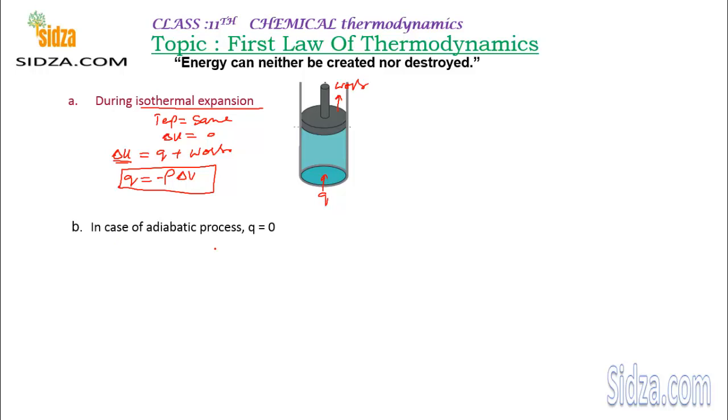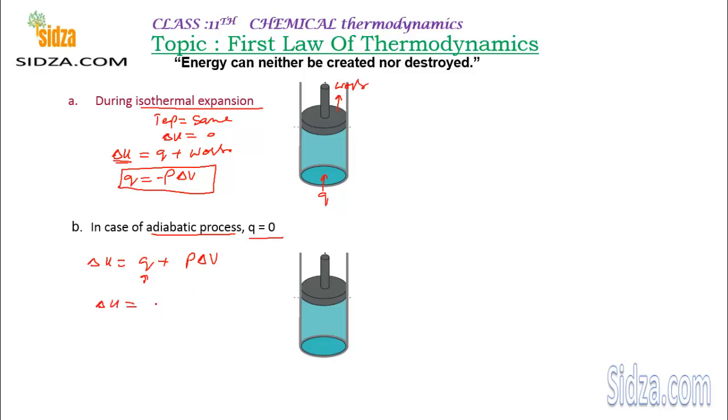Next is the case of an adiabatic process. An adiabatic process is the one where Q is 0. That means the system does not exchange any heat through the walls between the system and the surroundings. From the first law of thermodynamics, delta U is equal to Q plus P delta V, and since Q is 0, the change in internal energy will be equal to the work, P delta V.